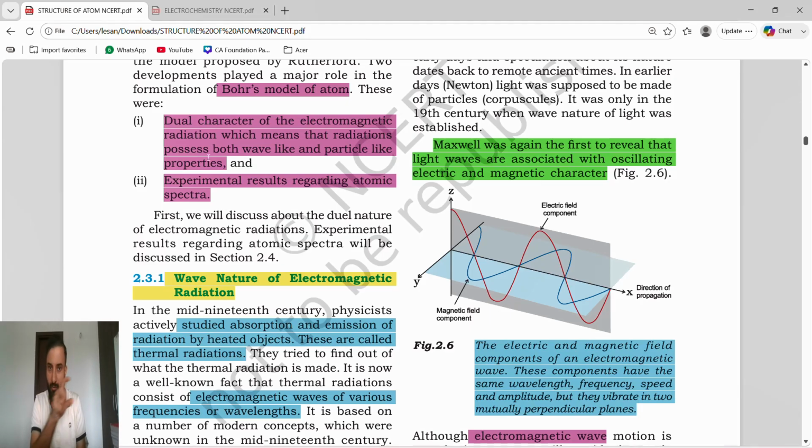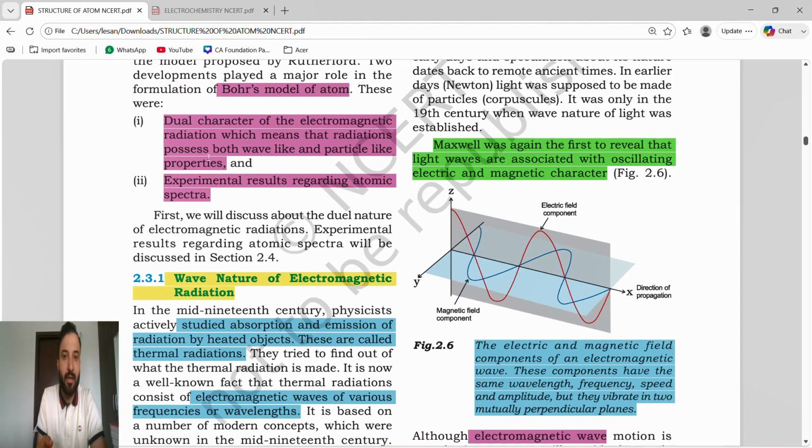Before, we were studying electric field and magnetic field. Only then will the deviation happen. If electric field and magnetic field are not there, it will go in a straight line. Correct? We studied this before. Electric field and magnetic field both should be there. So electromagnetic radiation means the radiation we get from electric field and magnetic field. That's called electromagnetic radiation.